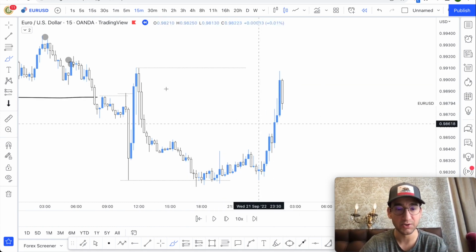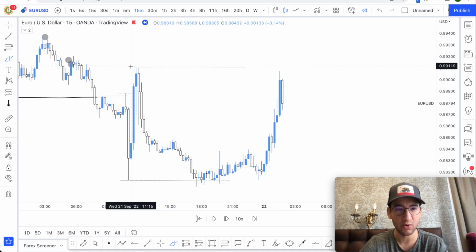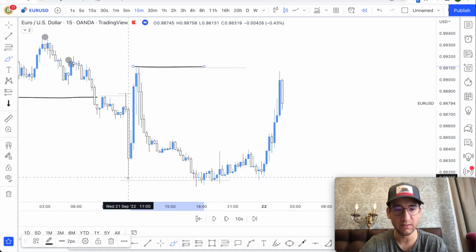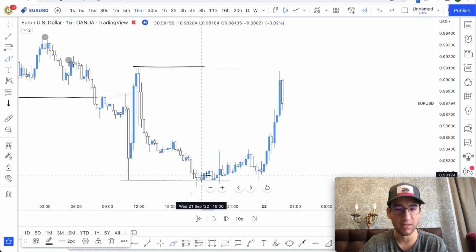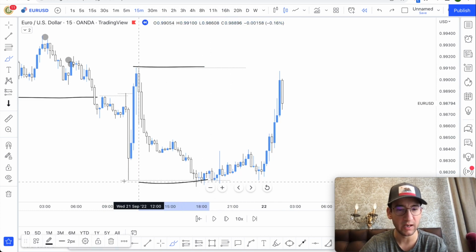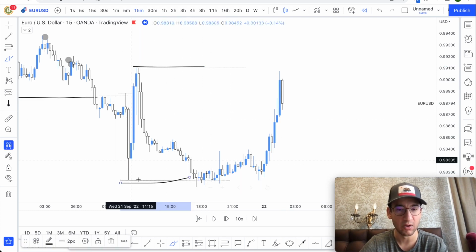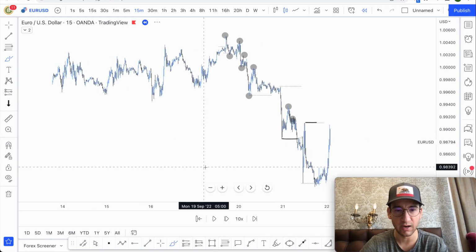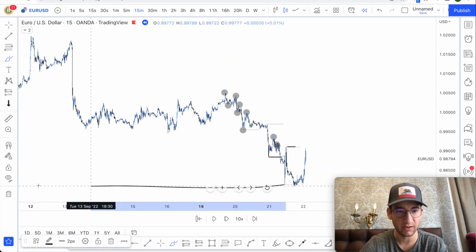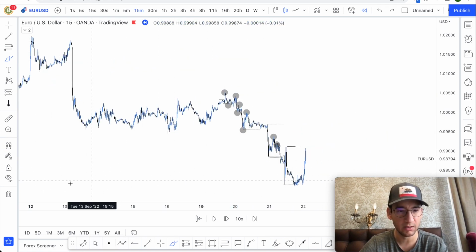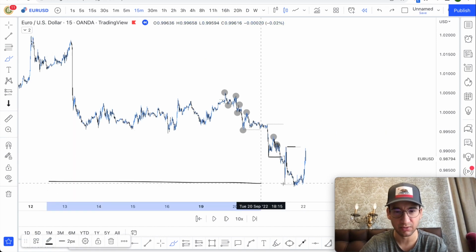Okay, real structure hasn't been created yet because we haven't broken this high, but we haven't really broken this low either. This area here is probably just liquidity, grabbing the liquidity from this low, and if we're on a higher time frame, probably from another major structure like this, right?